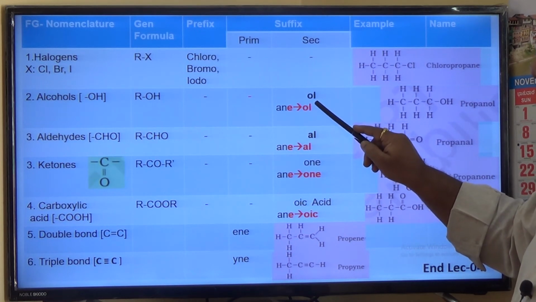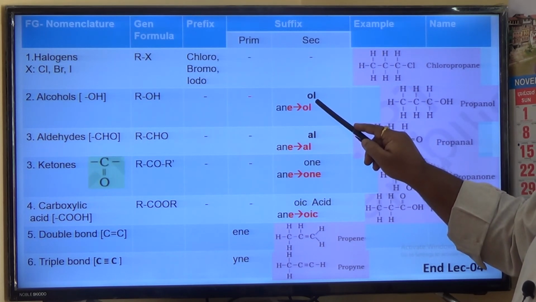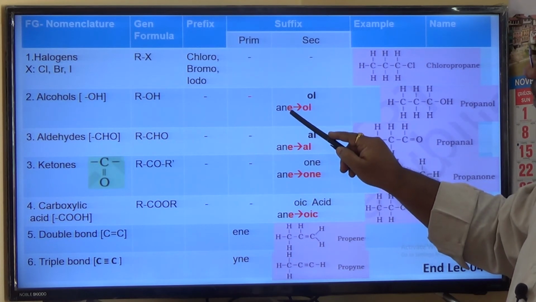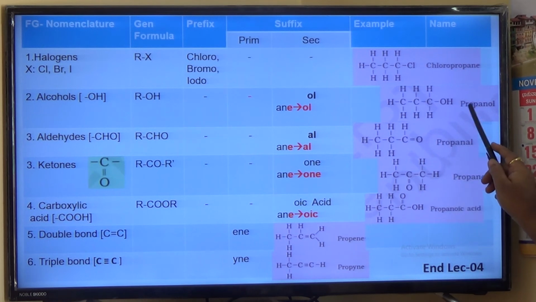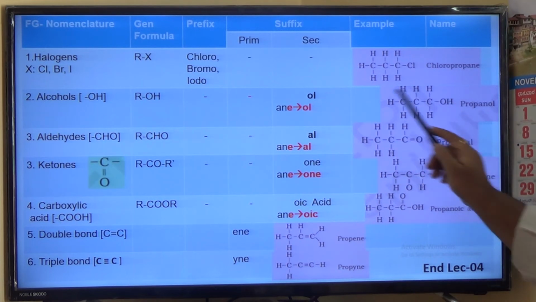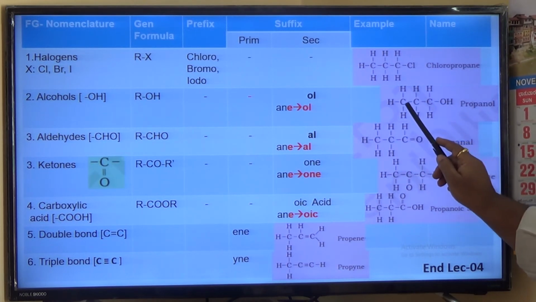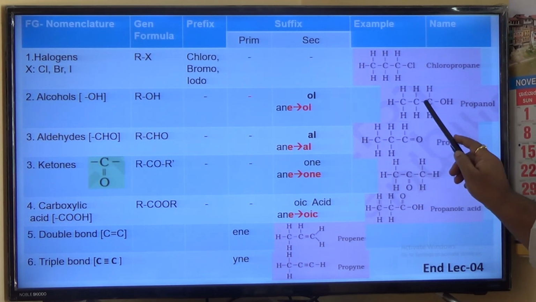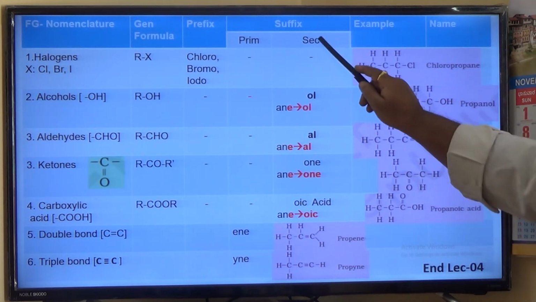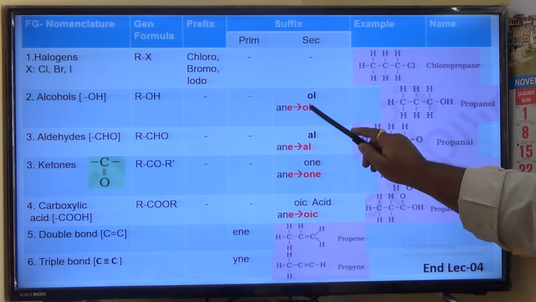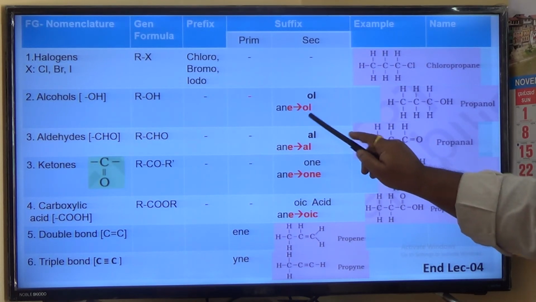How do you attach it to the name? After the root word, the primary suffix will be ane. The E of the ane should be replaced with OL. For example, here I have taken propane. In the propane, one hydrogen is replaced with this hydroxyl group, that is the alcohol group. How to read this one? Root word 1, 2, 3, prop. All these are single bonds. Propane. Functional group OH. Secondary suffix OL should be added, E should be removed and OL added.